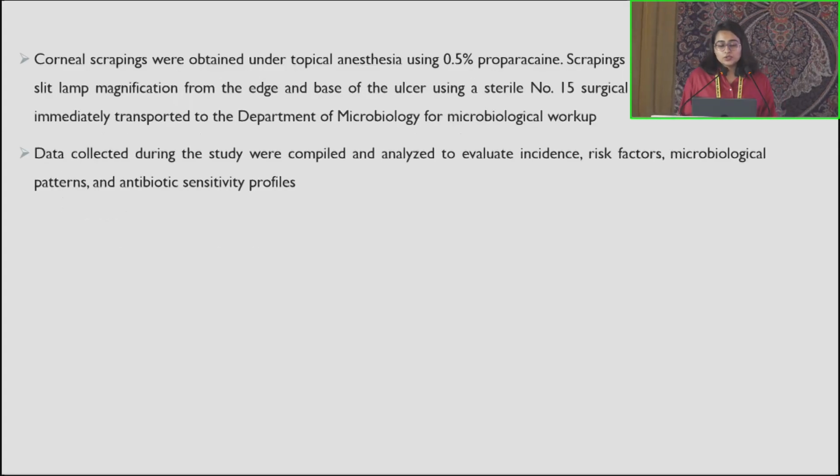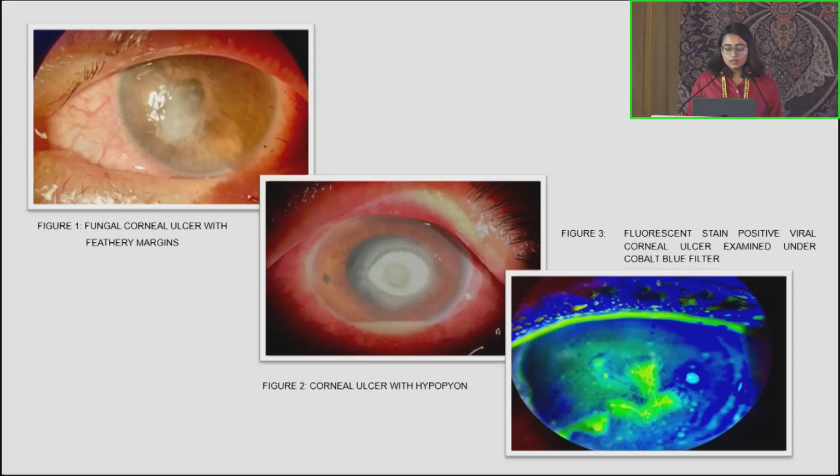Corneal scrapings were obtained under topical anesthesia using 0.5% proparacaine, and scrapings were collected under slit lamp magnification from the edge and base of the ulcer using a sterile number 15 surgical blade. Samples were immediately transported to the Department of Microbiology. The data collected during the study were compiled and analyzed to evaluate the incidence, risk factors, microbiological pattern, and antibiotic sensitivity profile. These are a few pictures on the day of presentation.